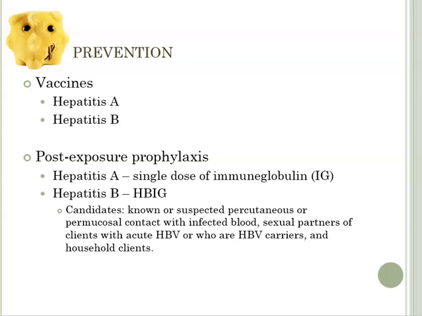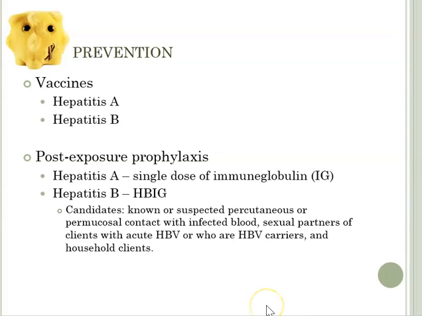So prevention for hepatitis A and B, there are vaccines for that. Hepatitis A is going to be 2 doses, and Hep B is going to be 3. Post-exposure prophylaxis. So this is for the patients that get exposed, that are in close contact with somebody infected. So think about a partner, a roommate, that kind of thing. They can get prophylactic treatment for that.